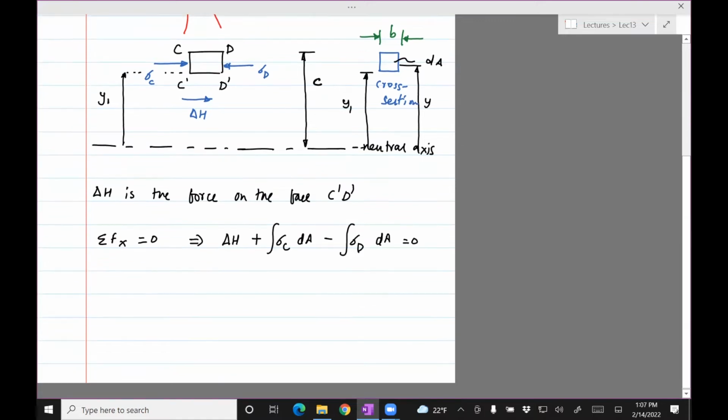Okay, so we can move things around. Integral of sigma D minus sigma C.